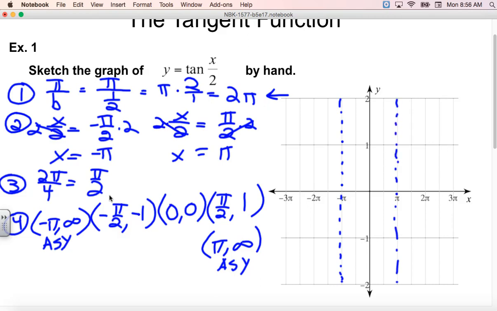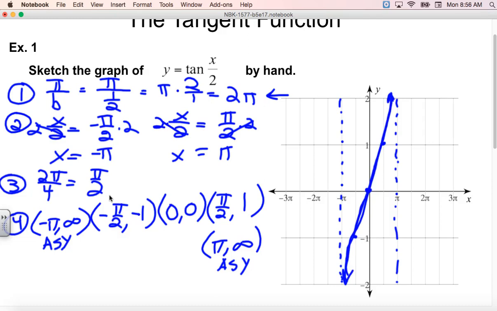All right, then at negative pi over 2, we're going to have a value down at negative 1. At 0, we've got a point at 0. And then at pi over 2, we've got a point up at 1. All right, so this is going to kind of curve. It's going to approach the asymptote, and it's going to curve in, and curve up, and approach the asymptote again. All right, so that's essentially what the tangent function is going to look like.